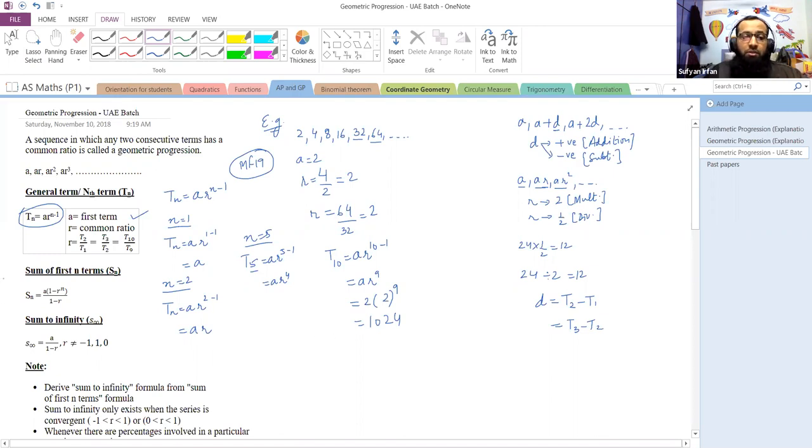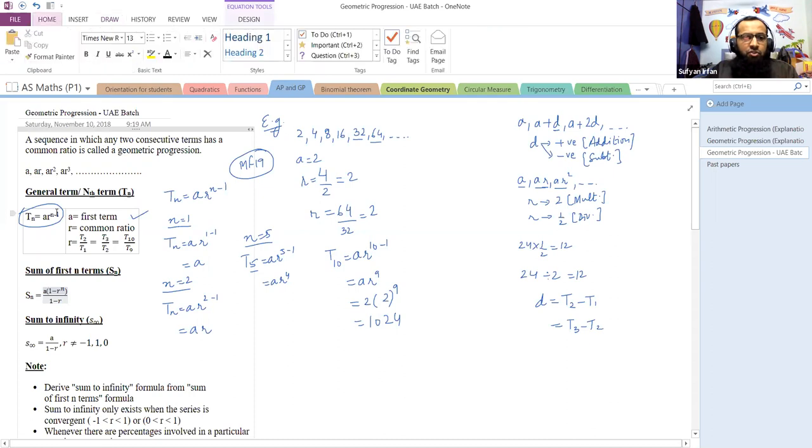So now comes the sum of first n terms. The same thing we have already seen in arithmetic progression. The sum is n upon 2 (2a plus (n minus 1)d), or n upon 2 (a plus l). We have two different formulas and both of them can be implemented to find the sum of n terms. Similarly, the formula that we have for the sum over here is a multiplied by (1 minus r power n), right? Let me change the font size.